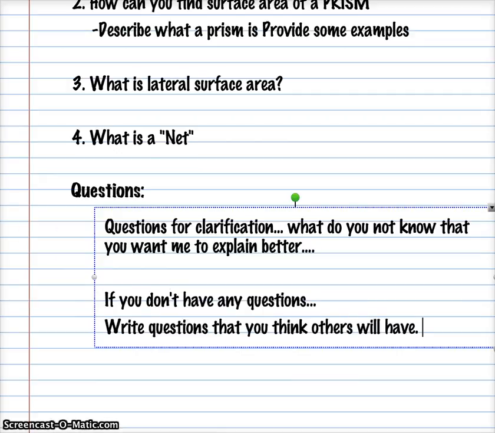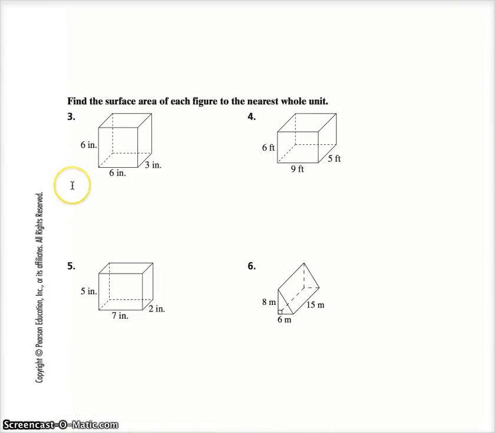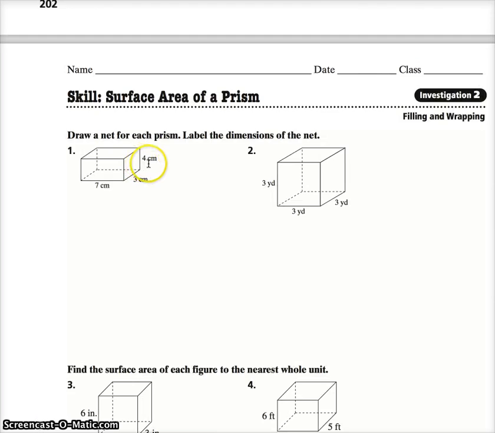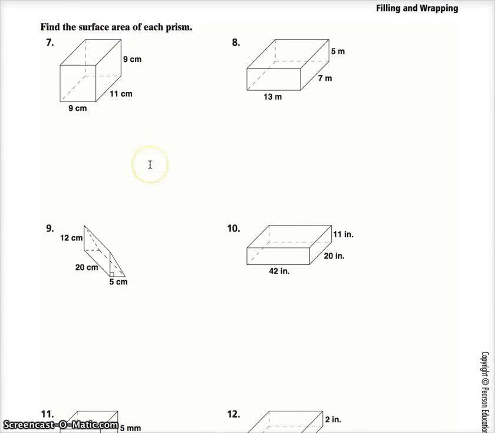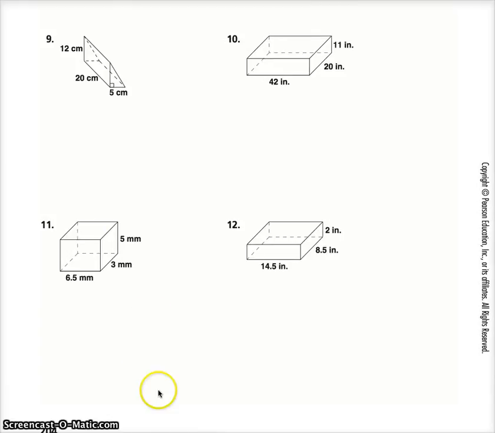Your homework will also be posted. We can do this in class, so don't worry about doing this tonight. I'll print this out and have this ready for you. So this is your homework: surface area of a prism, 2 pages, this one and this one. It'll be posted online as well. So be ready with your notes completed. Again, we're going to do this stuff in class so we can work on it together.